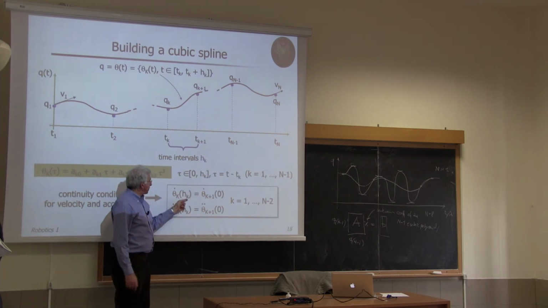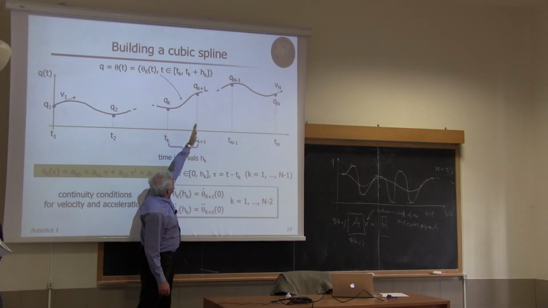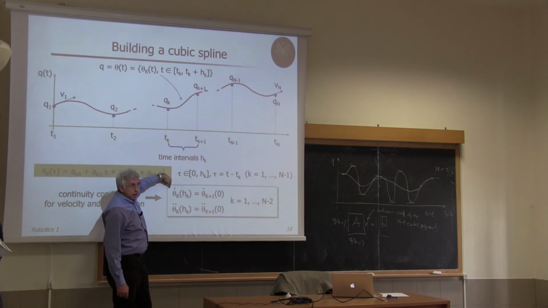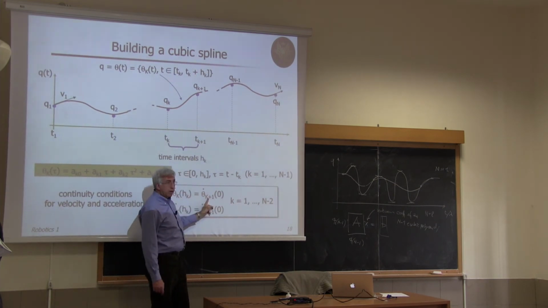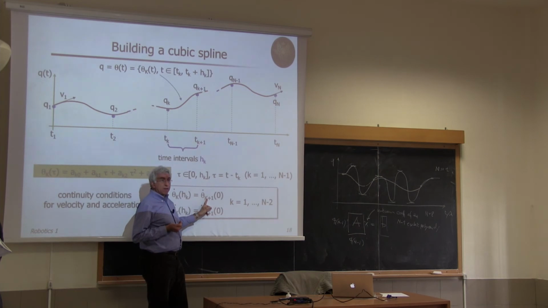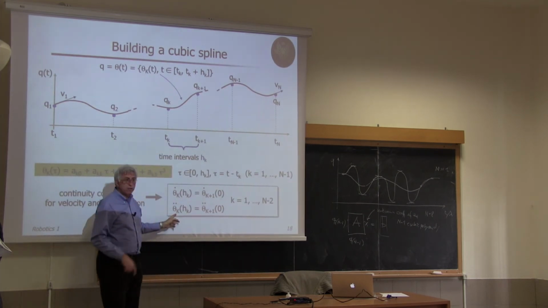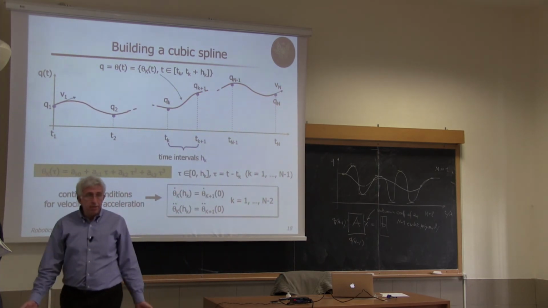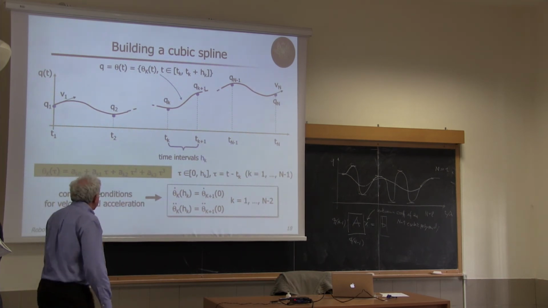This is continuity in velocity. So I'm saying that this cubic function at the end, when I evaluate it at tau equal to hk, its velocity should be equal to the velocity of the next cubic function, qk plus 1, at its own initial value, which is tau equals 0, because we have reset time. So pay attention to this. And similarly for the acceleration. And this for all internal knots, so n minus 2 conditions twice.